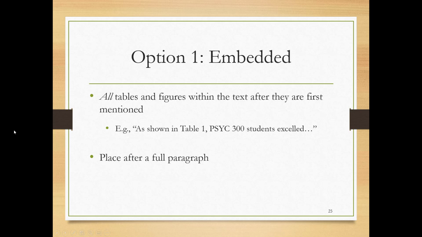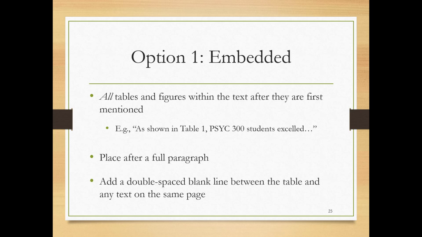You want to have a full paragraph before it, so that it's not just cutting into the middle of the paragraph. So place after a full paragraph on the same page. And then add a double space blank line between the table and any text, before and after, so that the text and the table have good separation, easier on the eyes. And so this is how you would embed a table into your paper.